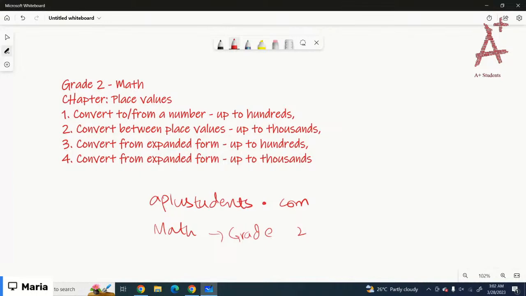So we're going to start with the chapter place values. The lessons we're going to cover today are convert to and from a number up to hundreds, convert between place values up to thousands, convert from expanded form, convert from expanded form up to thousands. So let's start with the chapter place values.